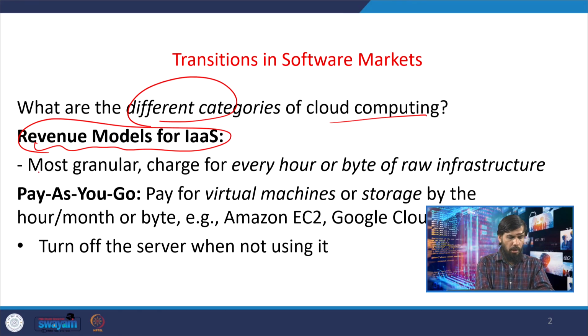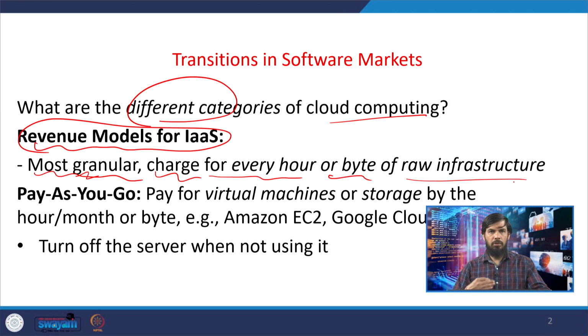So, this is one of the most granular services among all cloud computing options that we have. Most granular, and the charges are more like a charge for every hour or byte of raw infrastructure. So, this goes to the most granular level in terms of how many hours of computing are used, or how many bytes of storage are used, and also per month, in a given month, how much storage is allowed and how much is used and all that, right. So, most granular, charging for every hour or byte of raw infrastructure.